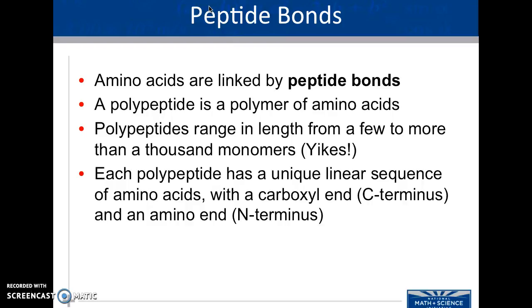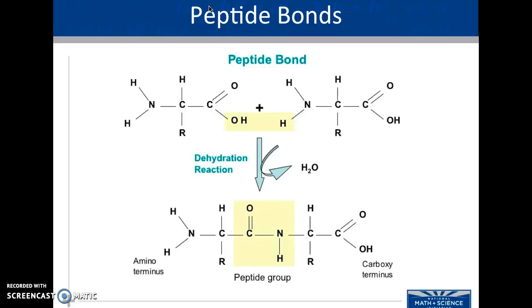They range in length from one or a few to thousands of monomers, and each has a unique linear structure with a carboxyl end and an amino end. And then everything in between can vary, and all the R groups that are attached can vary as well. This is how a peptide bond forms. It is between the NH2 and the COOH, the amino group and the carboxyl group of two amino acids.